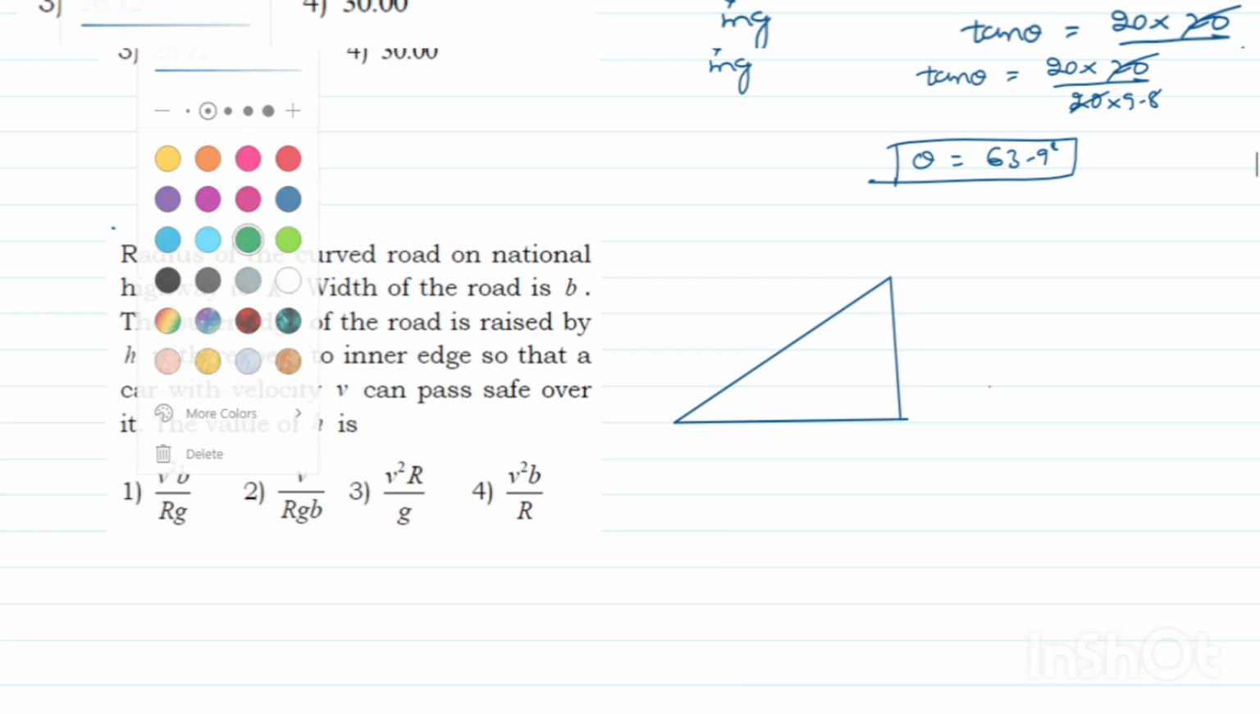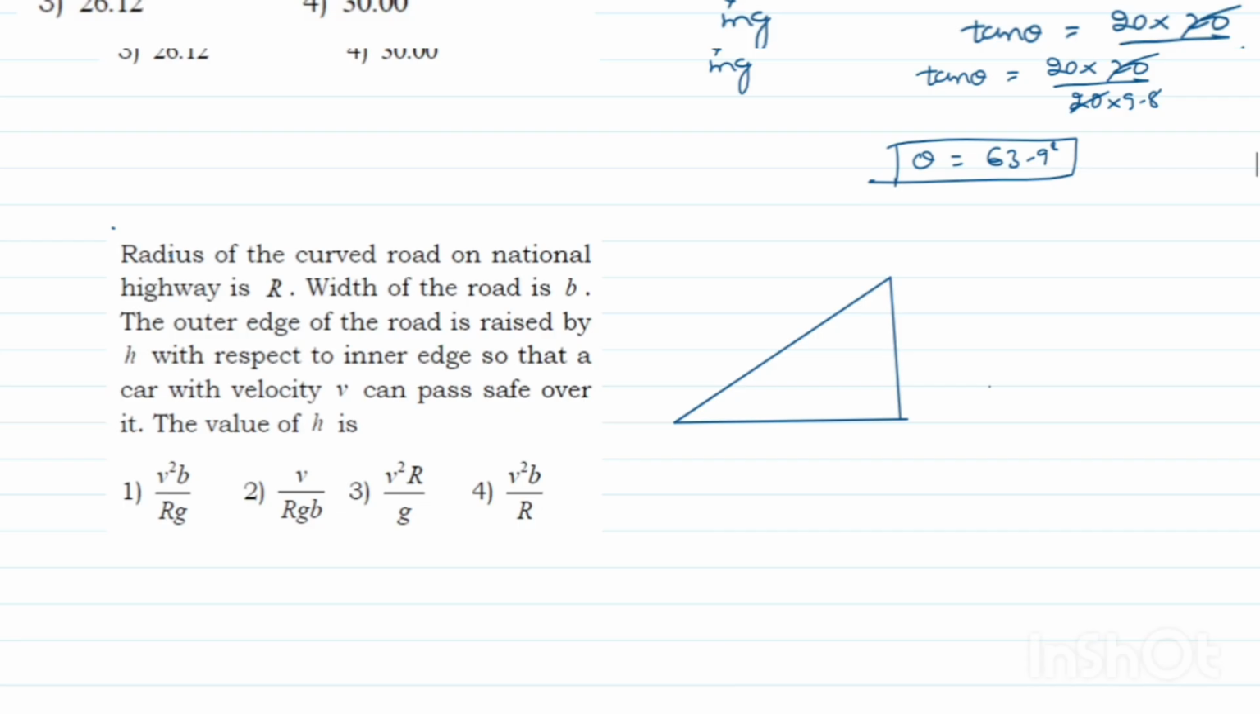Let us take this as theta, and this h is the height. This is the outer edge, and this will be the inner edge. Now any vehicle that is moving is making a turn here. This is the curvature, you just imagine, and somewhere at the center you can talk about its radius.